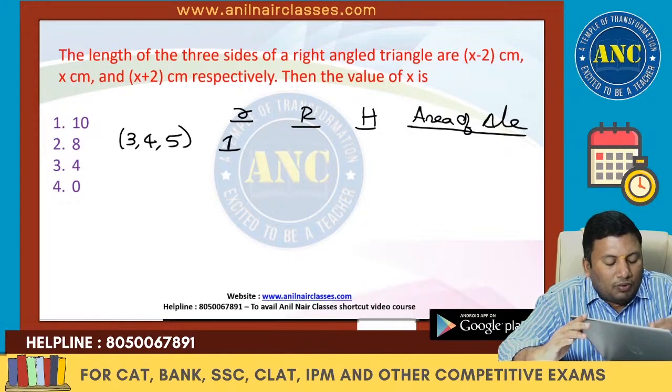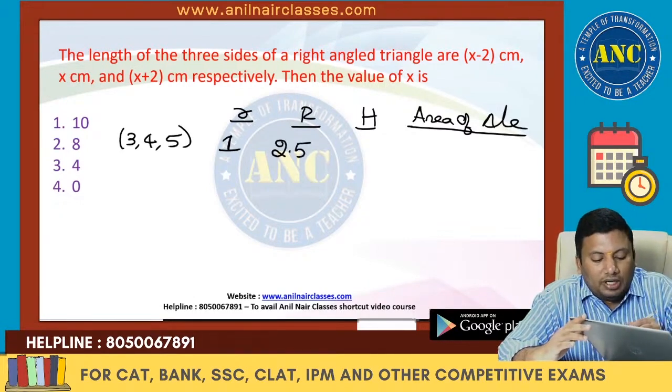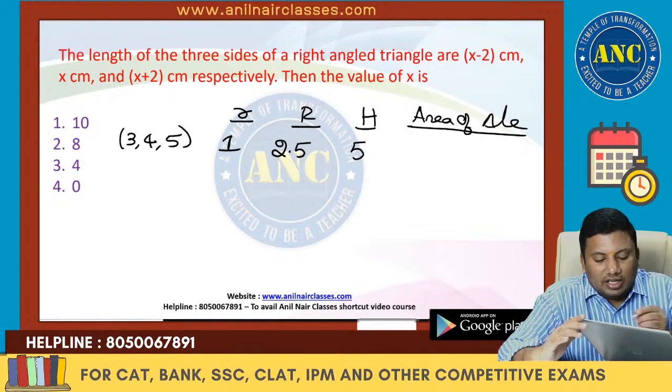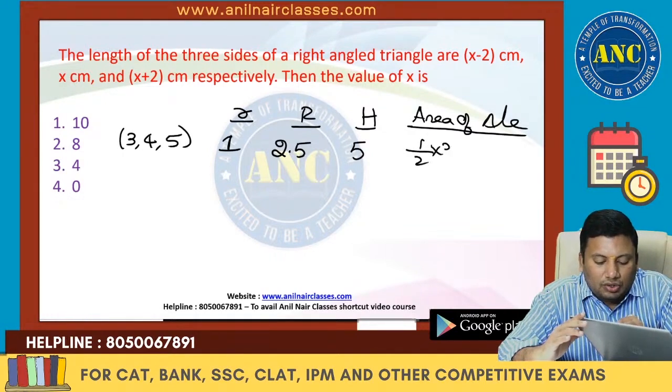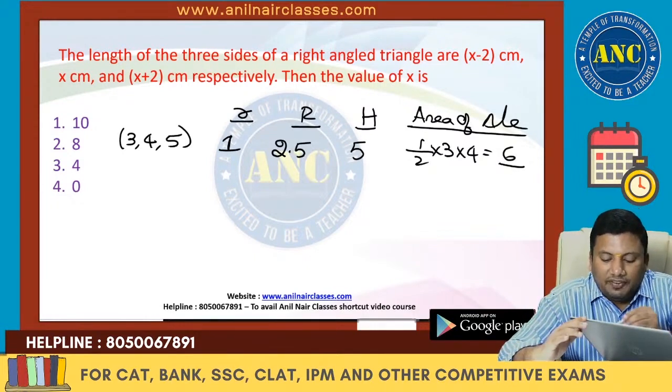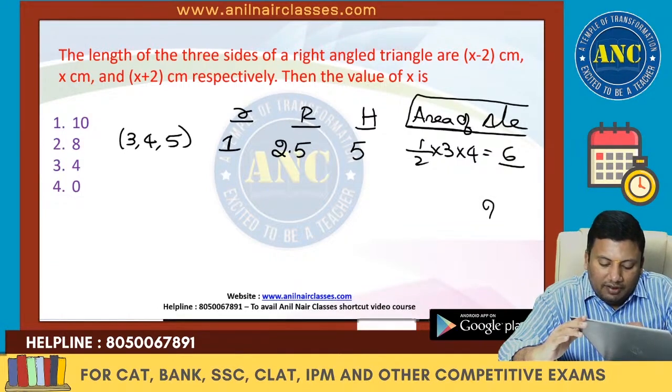Inradius is nothing but 1. Circumradius is nothing but 2.5. Hypotenuse is nothing but 2.5 into 2, which is 5. Area is half into 3 into 4, which is nothing but 6. Now what is important is, what is the area of the triangle?